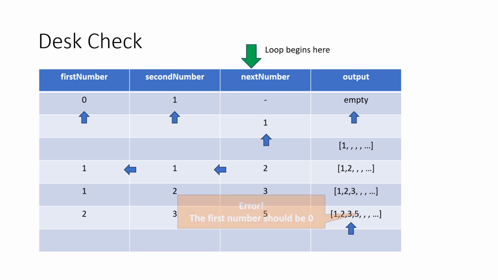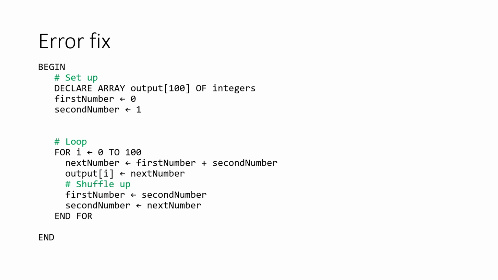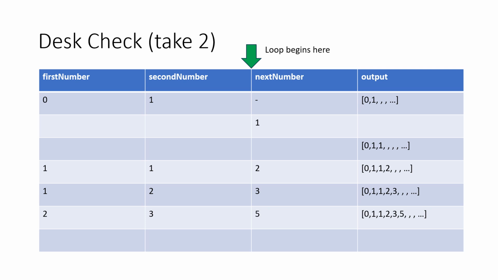But you'll notice the error. The first number should be 0. In fact, the first two should be 0 and 1. So we need to fix this. Let's go back to our array and realize that the first and second numbers should occupy the first two positions of our array. And one last thing, because we are occupying those first two places, we need to start our loop from 2, not from 0. Once we've done that, our desk check is performed again, and we can see that we're starting off with the 0 and 1 as expected.